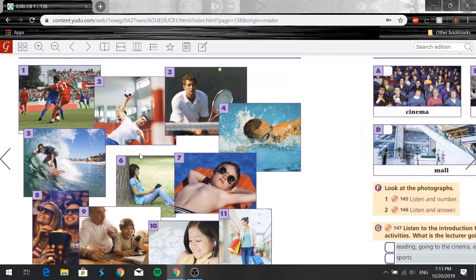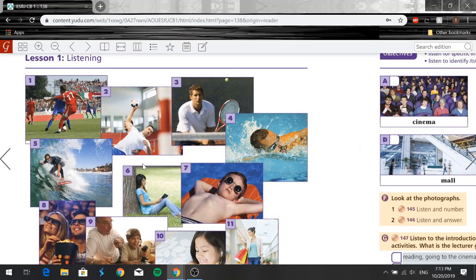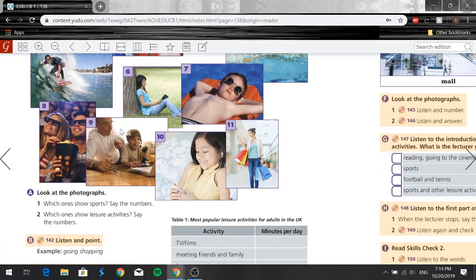So here we have 11 pictures of various activities. Both are either sports or leisure activities. So let's go to exercise A. Look at the photographs. Which ones show sports? Say the numbers. Okay, so let's count them.